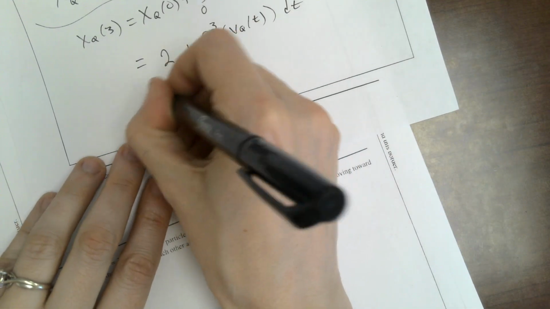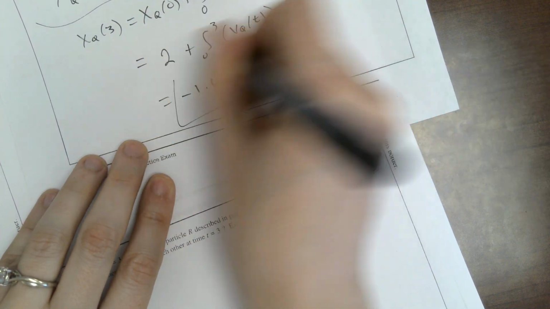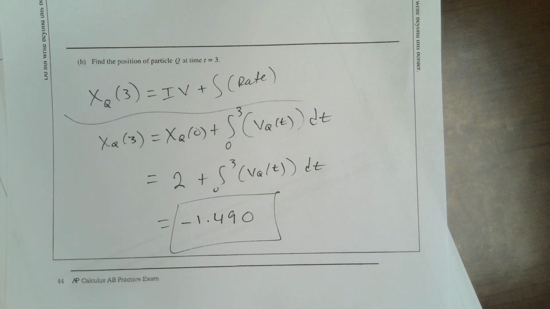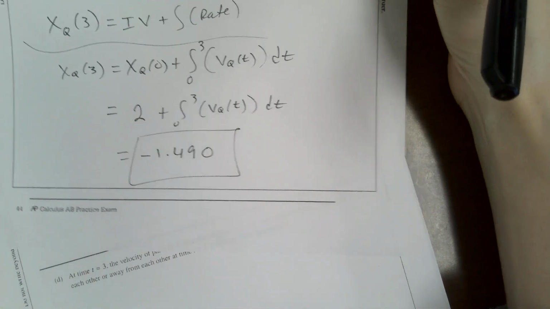Okay, equals negative 1.490. Okay, that's the location of the particle on the x-axis. All right, so that was 3 points.